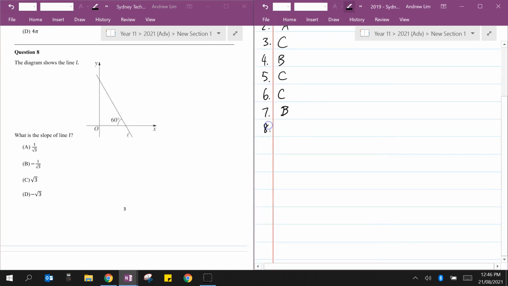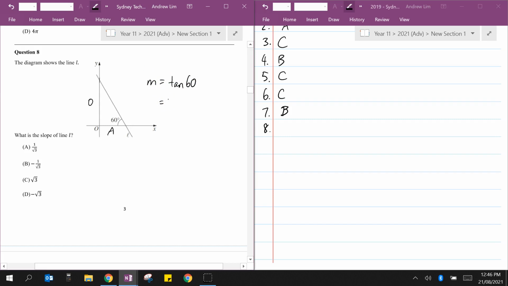Question 8. The diagram shows the line L. What is the slope of the line L? Now the slope is the gradient, which we associate with tangent, because tangent is opposite over adjacent, which will be rise over run, which is the gradient. So that means the gradient is pretty much just tan of 60.